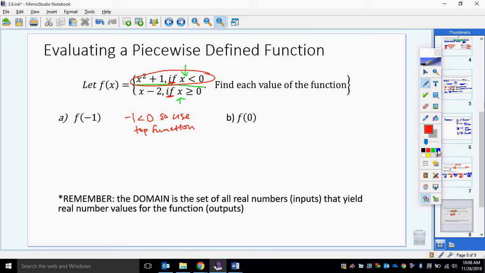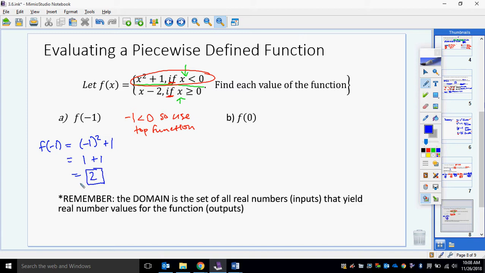Okay, so we're using the top, which means I'm plugging in negative 1 wherever I see an x. So f of negative 1 would mean negative 1 squared plus 1. Squaring negative 1 gives you a positive 1. So your final answer here would be 2.